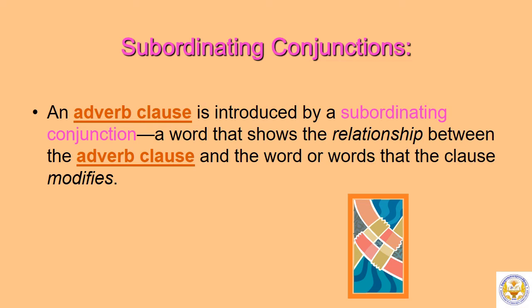Now we have seen a lot of examples of adverbial clauses or adverb clauses. But one thing you have to remember is that an adverb clause is introduced by a subordinating conjunction. So when we learn about adverb clauses, it's like we learn about subordinating conjunctions, because we use different types of subordinating conjunctions to tell about place, time, or condition. It is a word that shows the relationship between the adverb clause and the word or words that the clause modifies. When we use it with time, we have the subordinating conjunction for time. When we use it for place, we have the subordinating conjunction for place.